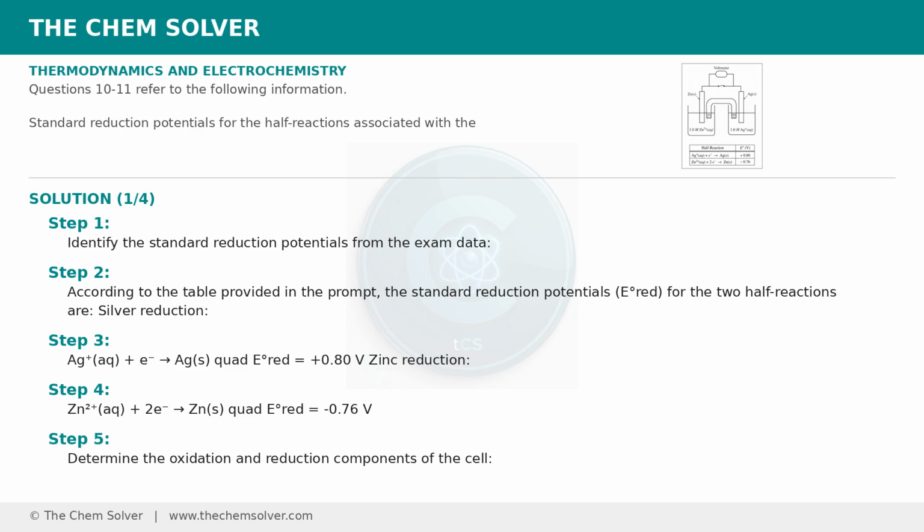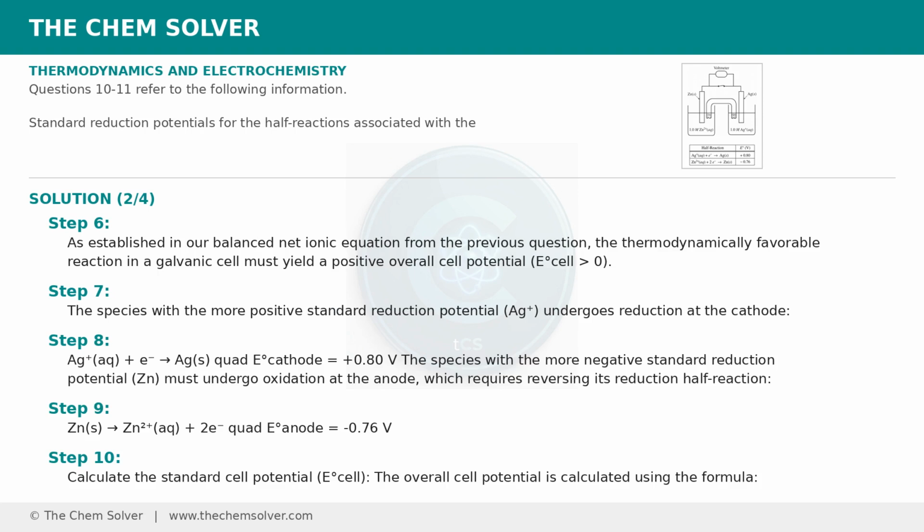Determine the oxidation and reduction components of the cell. As established in our balanced net ionic equation from the previous question, the thermodynamically favorable reaction in a galvanic cell must yield a positive overall cell potential, E° cell greater than 0. The species with the more positive standard reduction potential, Ag⁺, undergoes reduction at the cathode.